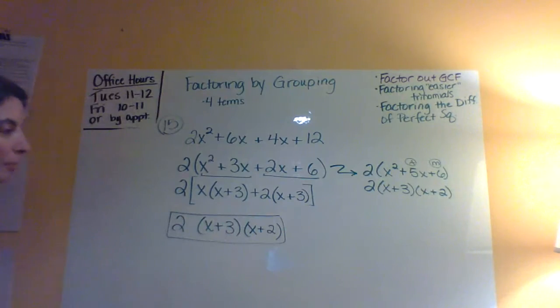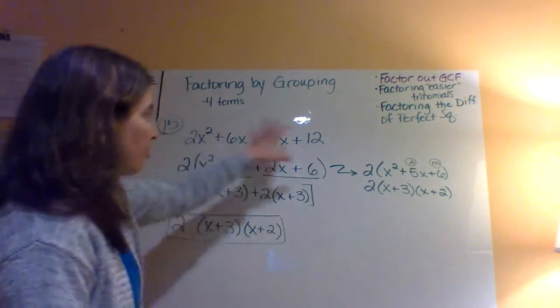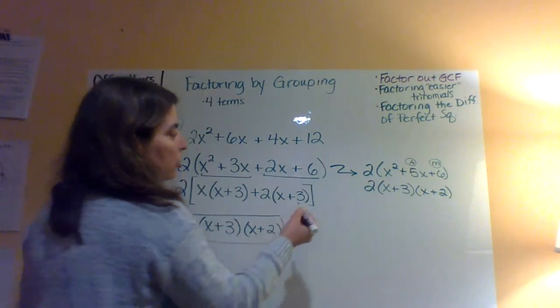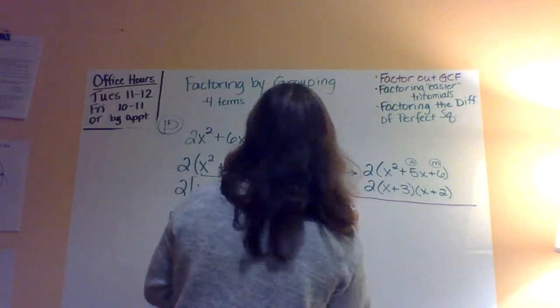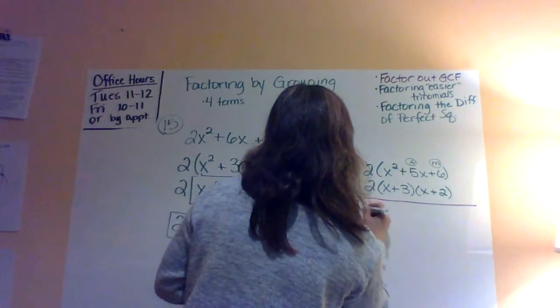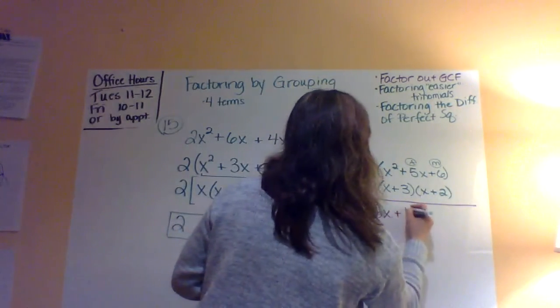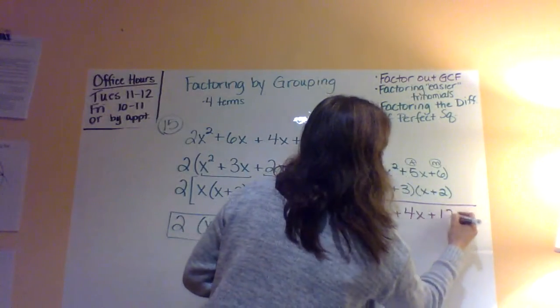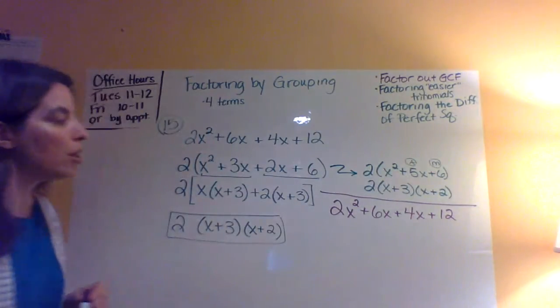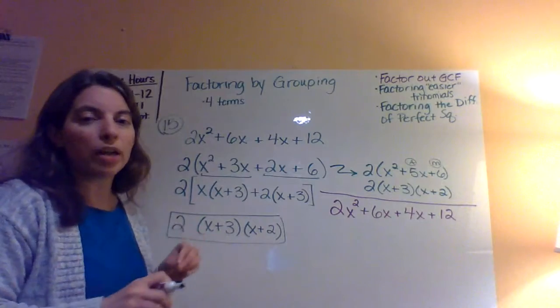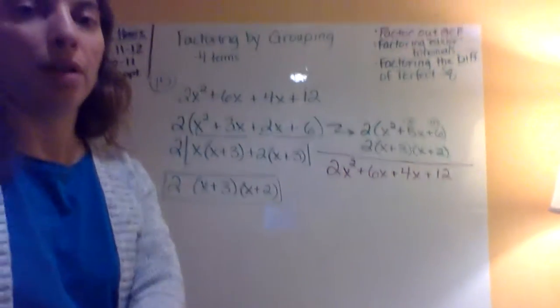Okay, now let me show you something else with this one. Let's say that when you looked at this, you just didn't notice that there was a GCF. So instead, you just did factoring by grouping with the numbers that you had. Well, that would still work as long as you pay attention to what you end up with.